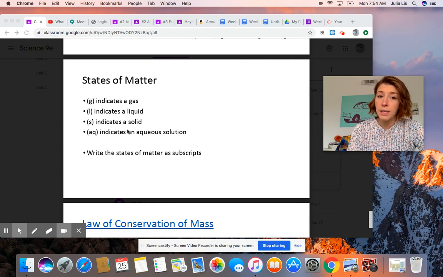Lots of solids at room temperature on your periodic table, and so it's just represented with an S. And those solids mostly are all your metals. Those are all solid at room temperature. Okay.